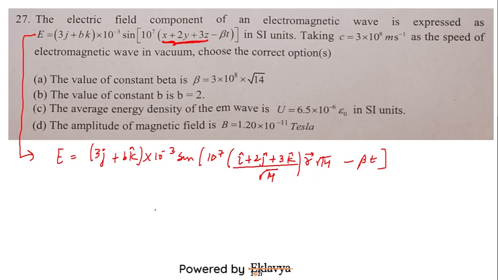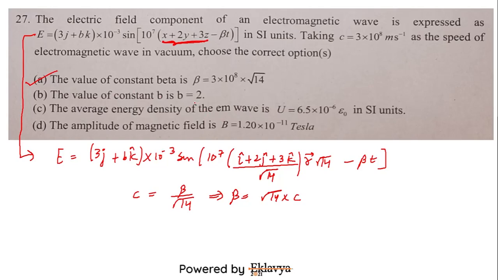Okay, and now the wave speed can be written as the coefficient of t divided by the coefficient of the unit vector direction. So the coefficient of the unit vector becomes root 14. So we are going to write beta by root 14 equal to c. So from here we obtain the value of beta as root 14 times c. So that makes option A correct.